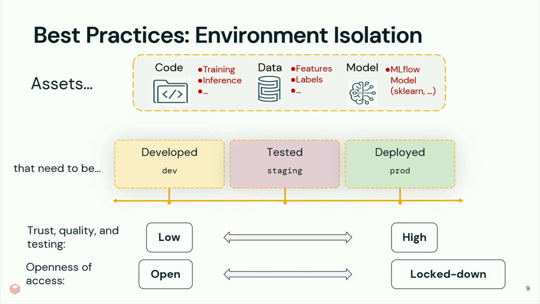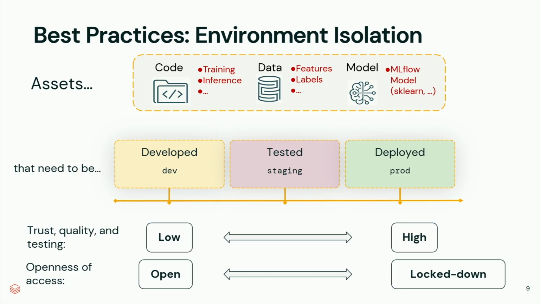And it's important to maintain a good separation here because you want to basically keep the access level in dev open. Everyone should be able to see what everyone else is doing. You should be able to work on everything. But on the flip side, with that comes basically a lower trust in the quality of the models, quality of the data, and quality of the assets in general.